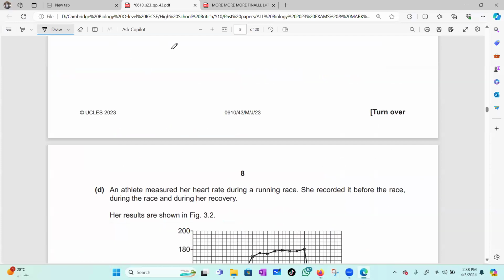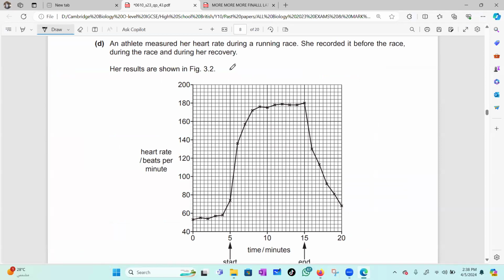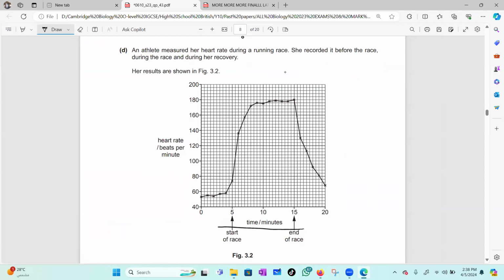Another graph. An athlete measured her heart rate during a running race, and she recorded it before the race, during the race, and during her recovery. And her results are shown. Again, always start by looking at the x-axis. You have an increase in time, and as the time is increasing, we are measuring the heart rate. This is the starting heart rate, obviously. One minute, I'll change it to red color. And this is the heart rate increasing during exercise. And then, of course, when she is recovering.